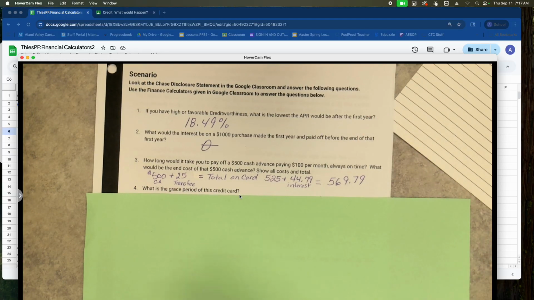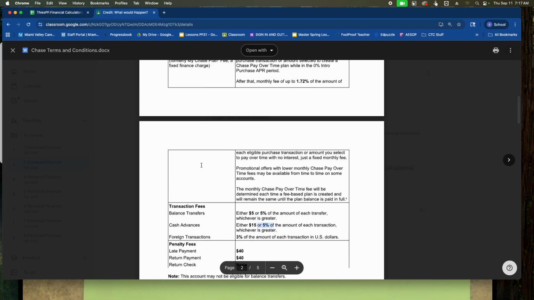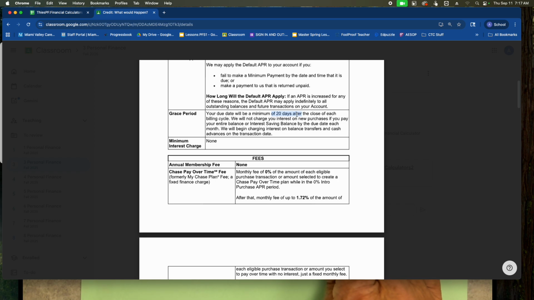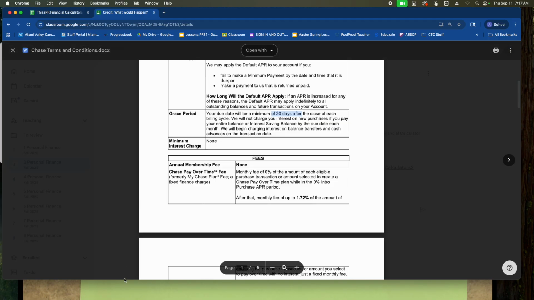What is the grace period on this credit card? Again, we're going to have to go back to our disclosure statement, and we can see grace period right here. It says your due date will be a minimum of 20 days. So we are going to put that answer down right here.